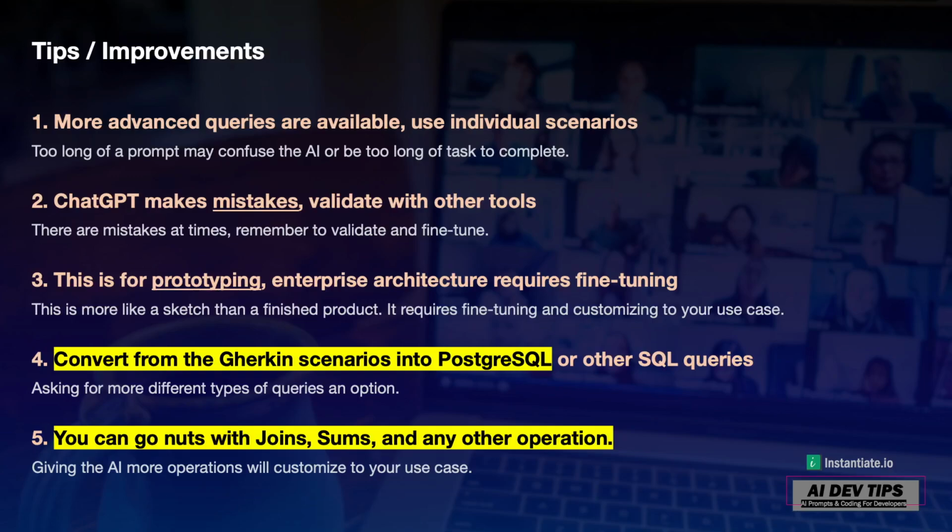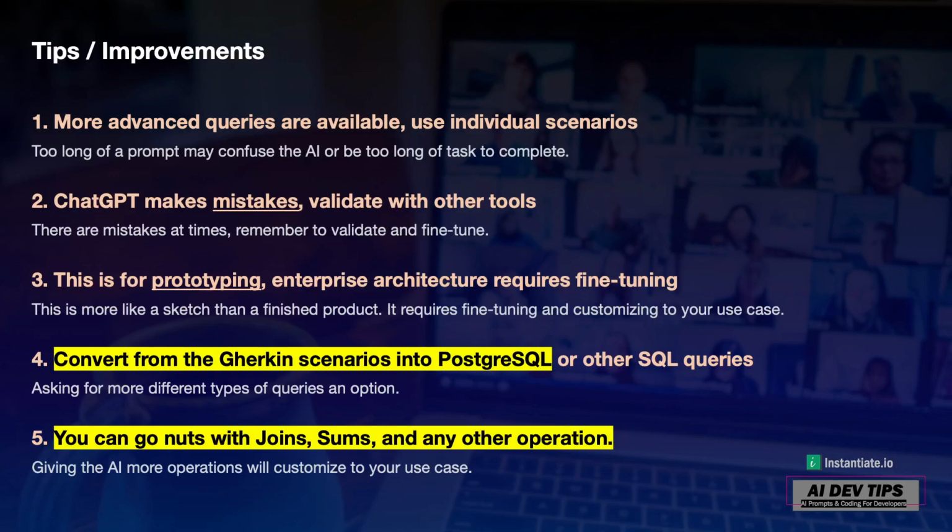Use the individual scenarios. Remember though, ChatGPT does make mistakes. Make sure to validate these, test them, make sure you're getting back the code you expect. Definitely convert from Gherkin scenarios into PostgreSQL if possible. You can ask product owners, product managers to help you write those, or you can write them yourself. And you can just go nuts with joins, sums, and any other operations. ChatGPT should be able to handle that.